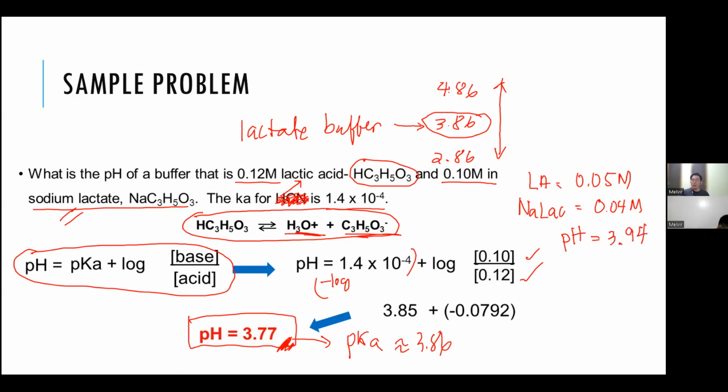Okay, look, this is a good comparison. Which is the stronger buffer, the first one at 3.86 or the one at 3.94? Let's also give a reason. Why is 3.94 the stronger buffer? It's close to the pKa. What is the pKa of lactic acid? 3.77 is closer to 3.85. 3.85. Okay. So, 3.86. What else?